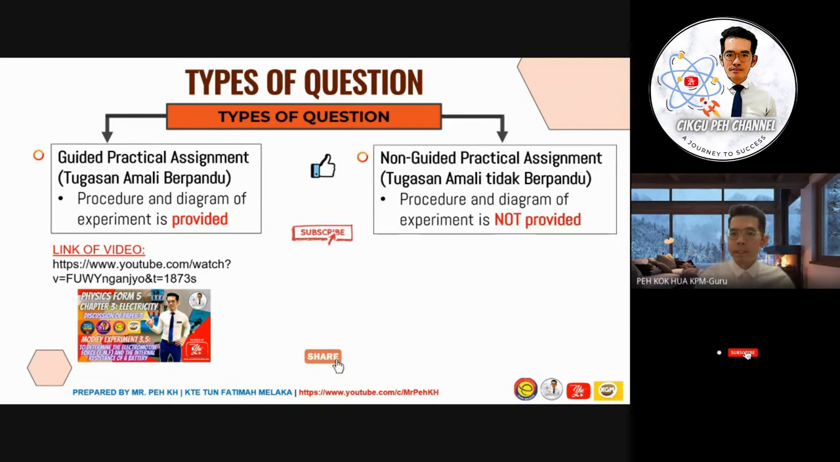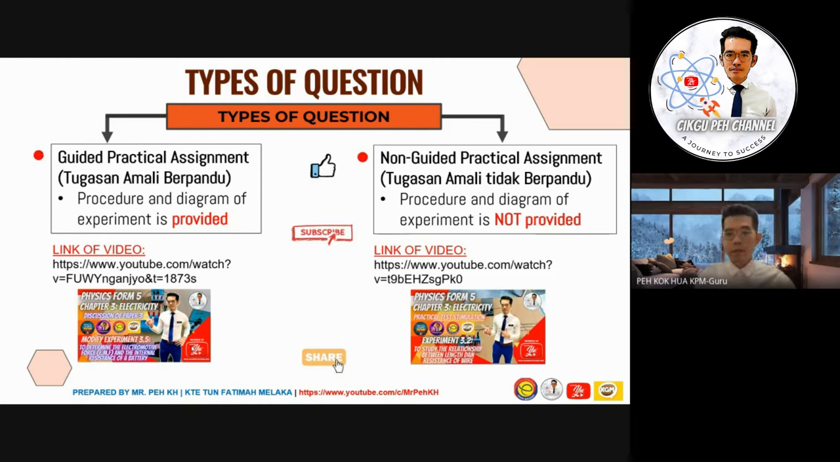Then the second type is the non-guided practical assignment. For this type of question, the procedure and diagram will not be provided. So the candidate has to plan the experiment based on the question. The question normally will be given at the end of the experiment. You need to find out the MV and RV, plan the experiment and draw the diagram. This type of question we know as the non-guided practical assignment. Again, previously I also made a few video clips regarding the non-guided practical assignment, so you may go to the video clip here to get more information.